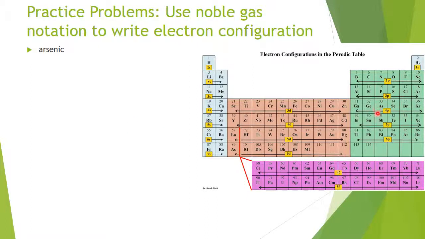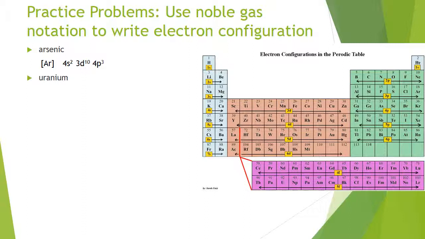Arsenic's noble gas configuration, you'll notice it's going to end with 4p3. The previous noble gas is argon, so we'll start with that. And then we want to make sure we see that argon is going to end here with 3p6. So we'll pick up here with 4s2, 3d10, 4p3. Now try uranium.